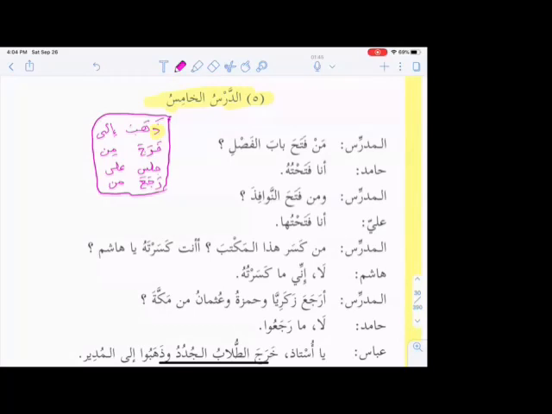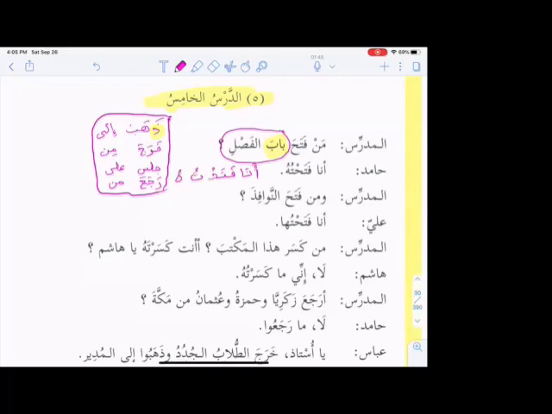See here, look at it. Al-mudarris: man fataha al-bab al-fasli? Starting from here, man fataha, bab has come, mansub. So where is fataha, madi? Where is the fa'il? Mustatir. Who opened the door of the class? This is door of the class, mudaf, mudaf ilayhi. Hamid says, what did he say? Ana fatahtu. Ana, fatah, and then tu, and then who.